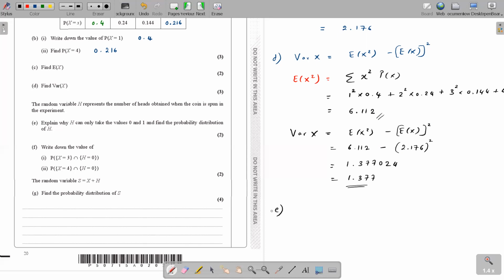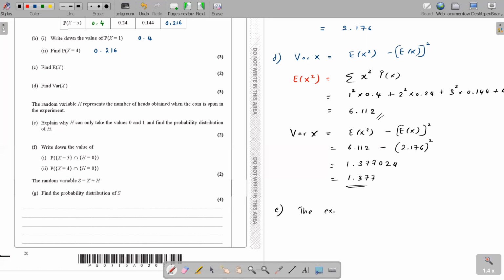Do the others understand? Yeah, tails. If you get 4 tails, that means you don't get a single head. So the h value is actually going to be 0. So then you can only get 2 values, 0 and 1. So you have to explain why h can only take 2 values, 0 and 1.